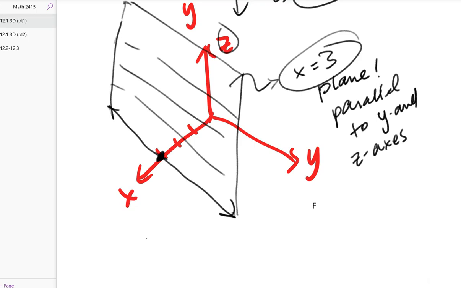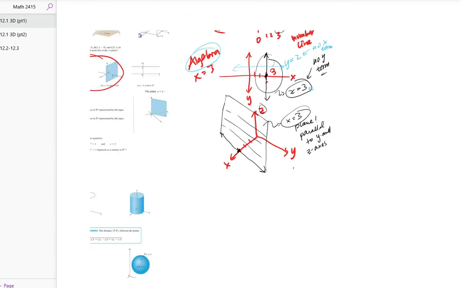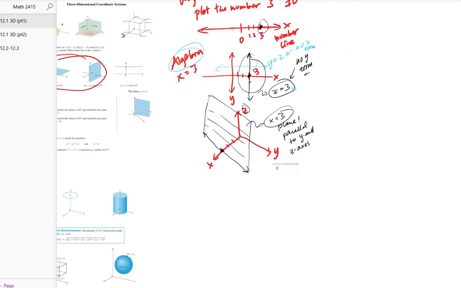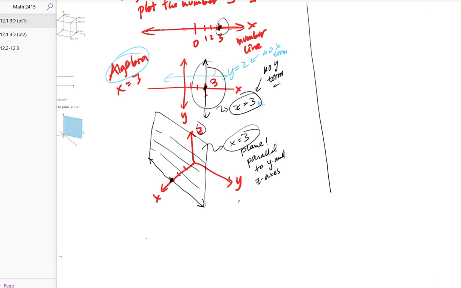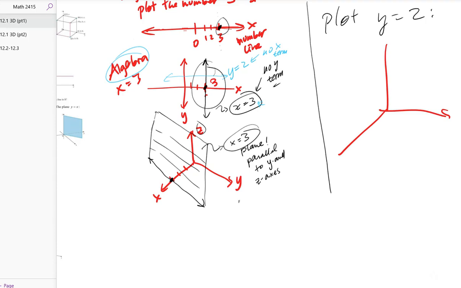So if you wanted to graph, for example, let's say y equals 2, okay? So now plot y equals 2. You would take your x, y, and z, like you had before, and you draw y equals 2.